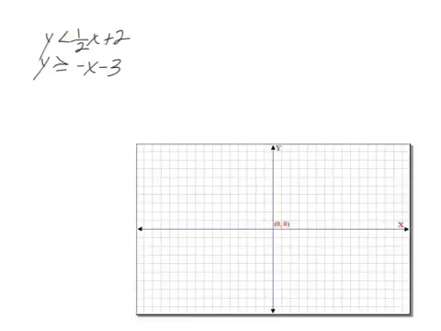So let's draw this one first. Starts at 2, y-intercept, and then it goes up 1 over 2, up 1 over 2, up 1 over 2. Because remember, the number in front of the x is y over x. So you do the y part, you go up 1, and you go over 2 because the x part is 2. Okay, then we draw a dotted line.